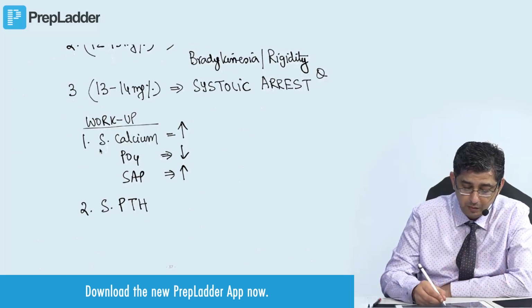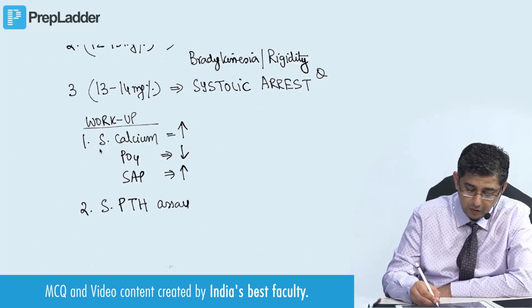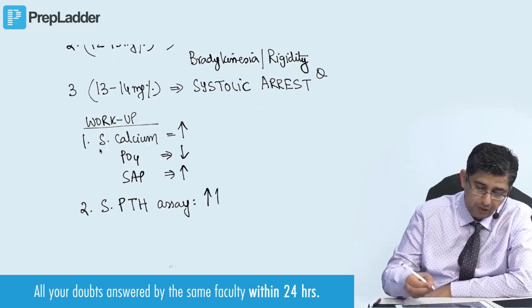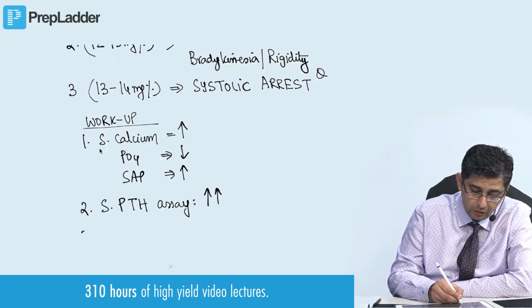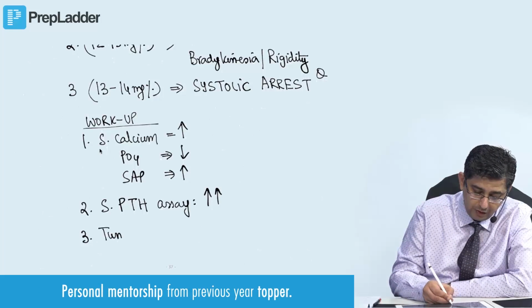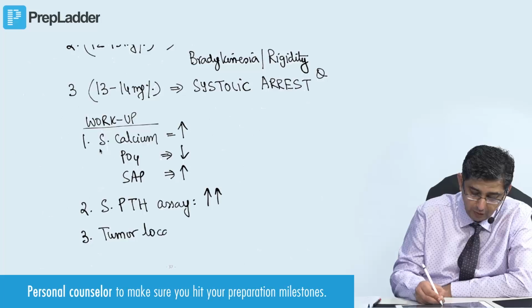So you will get a serum PTH assay done in the patient, and this will always be found to be elevated. Maybe you get a doubling, tripling value because PTH is being produced by a tumor. So I now need to go for a tumor localization. I need to identify that there is a parathyroid adenoma in the patient.